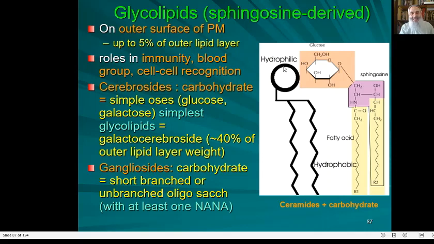schematized by a circle corresponding to the sugar part, and the hydrocarbon tails corresponding to the fatty acid tails in case of glycerol derived phospholipid, and sphingosine in case of sphingosine derived glycolipids. These glycolipids, unlike phospholipids, they are present only at the outer surface of the plasma membrane. We don't encounter glycolipids at the inner side. And the most poignant example is the example of glycolipids that form blood groups.